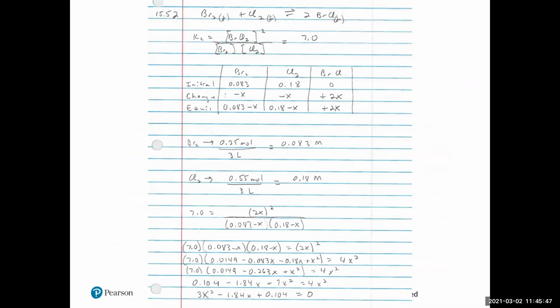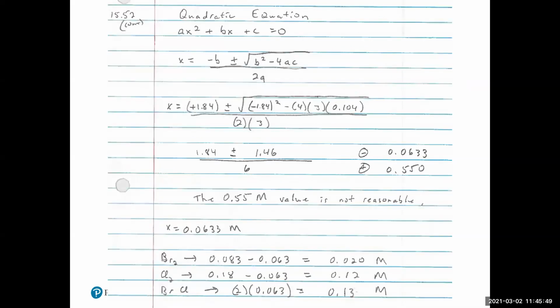So what were our choices again? Our choices were 0.0633 or 0.550. Well, if we use 0.550, we're going to get some negative numbers, and we know we don't want that. So that tells us that the 0.550 value we got when we used the plus in the quadratic is not a reasonable answer. So we're going to use the 0.0633 number as our X value.